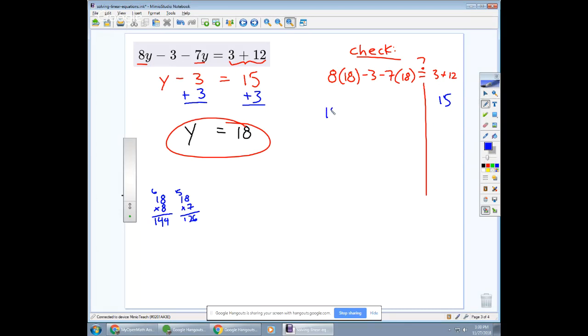So I have 144 minus 3 minus 126. Order of operations, so I did my multiplications first. Now I'm going to subtract left to right. 144 minus 3 is 141. Then I have to subtract 126 from that. So we'll have to borrow. 11, take away 6. I think that should be a 5. 3 take away 2 is 1. 1 take away 1 is 0. So yes, 15 equals 15.